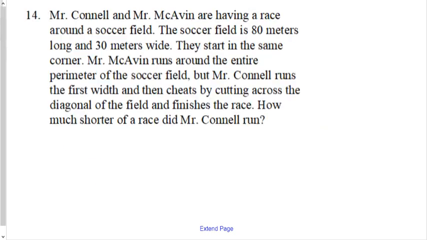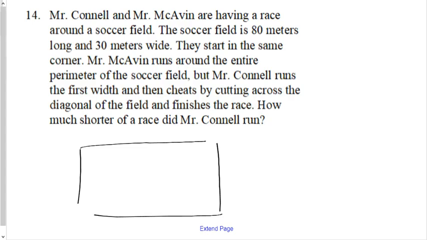And finally, your last question was Mr. Connell and Mr. McAvin. Soccer field. How many times did we practice this question? Once, my butt. We've done it more than once. Twice at least.